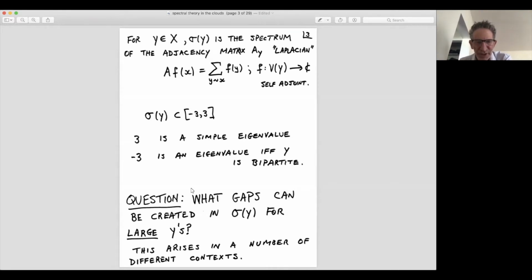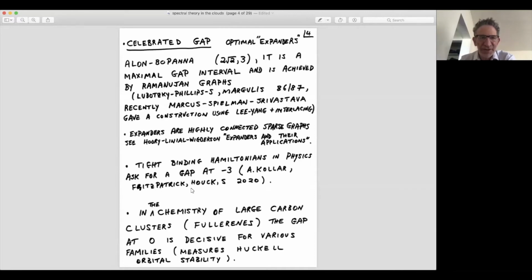So what gaps can be created? This problem arises all over the show. Let me mention a few places. The most celebrated gap is at the top, so a gap between 3 and something less than 3. A family of graphs, say 3-regular graphs, is called an expander if 3 is isolated, in the sense that there's a gap at 3.